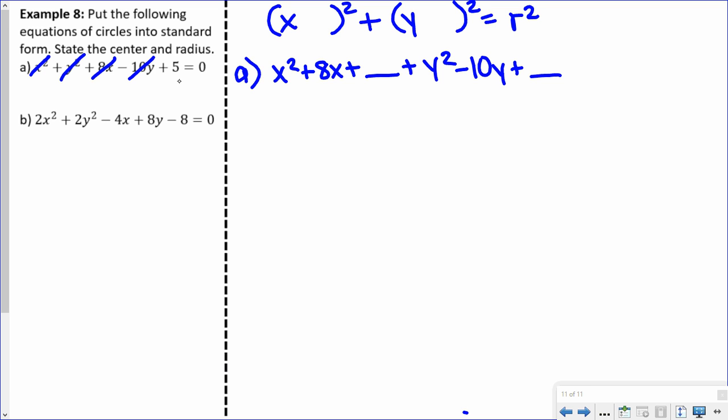Now, if there are any numbers left over without an x or a y, you're going to move them over to the other side. So I'm going to minus 5. So that would look like that. Eventually, we're going to add two numbers on this side. Whatever you do to one side, you have to do to the other side. So if I have two blanks that I'm going to add over here, then I have to have two blanks that I'm going to add to this side of the equation to keep it balanced.